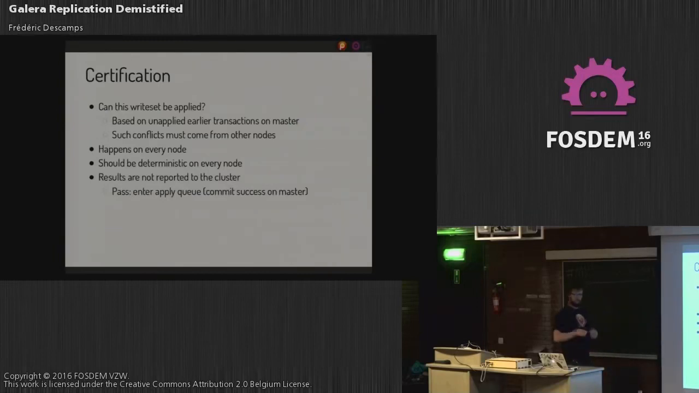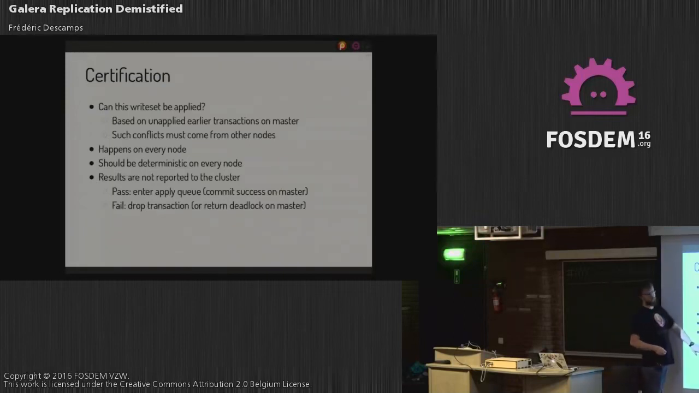If certification passes, we go in a queue, right? And the commit will be done on the master. If it fails, we have to drop the transaction. And on the master, we give a deadlock. It's not a real deadlock, it's a deadlock that mostly happens after we commit, and that's where the application needs to be able to deal with that. So when it commits, it gets a deadlock and deals with that, because it's the only way we can return that certification failed without changing the whole MySQL protocol.